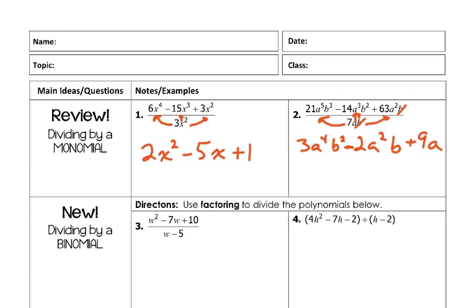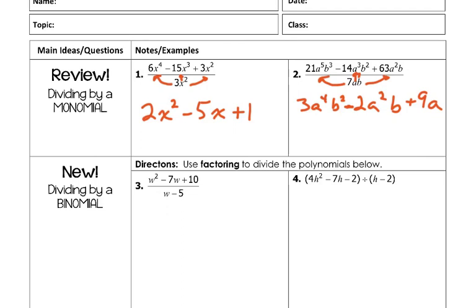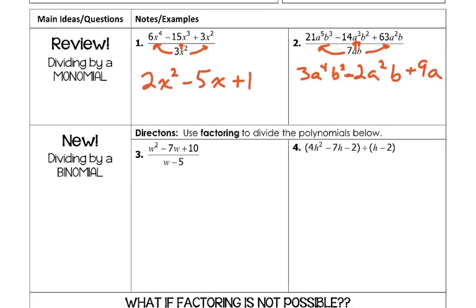Again, they don't cancel out, but b divided by b is 1. 1 times 9a, which is left over, is just 9a. So that's the big difference there. It's good that those 2 problems showed us those times.